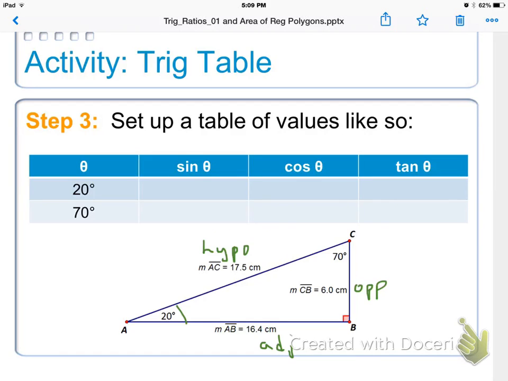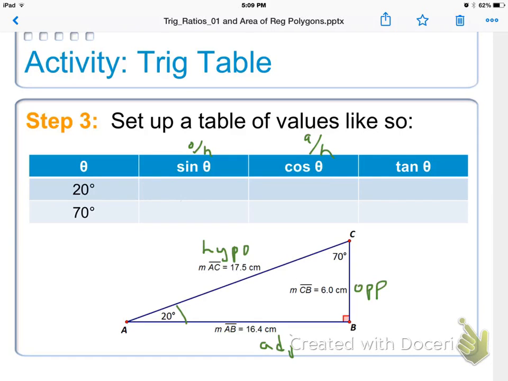So the sine, remember sine is opposite over hypotenuse. So my sine of 20 degrees is going to be 6 divided by 16.4. Okay? So this was opposite over hypotenuse. This one is adjacent over hypotenuse. So the cosine of 20 is, I made a mistake. The hypotenuse is actually 17.5. I looked at the wrong number.